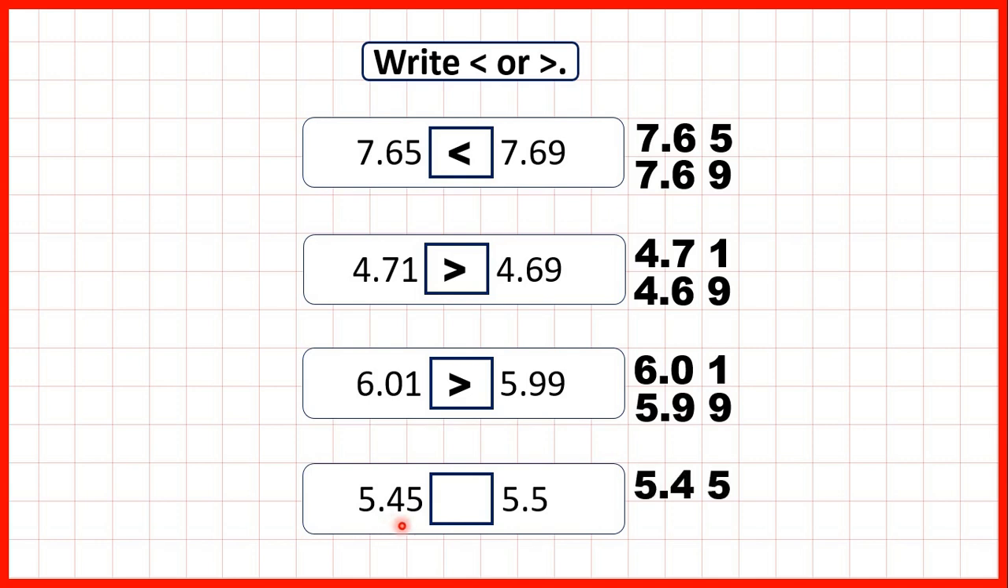Now we have 5.45 and 5.5, so we write out both numbers with the decimal points lined up, but here we need to remember to write 0 in our empty square. Now both numbers have 5 ones, but the first number only has 4/10ths and the second number has 5/10ths, so 5.5 is our larger decimal.